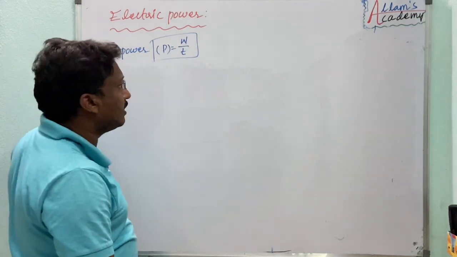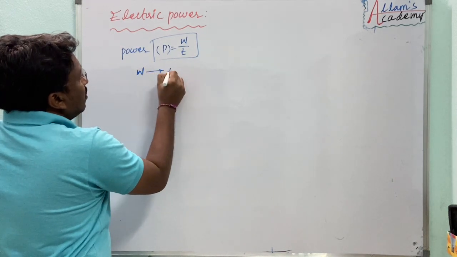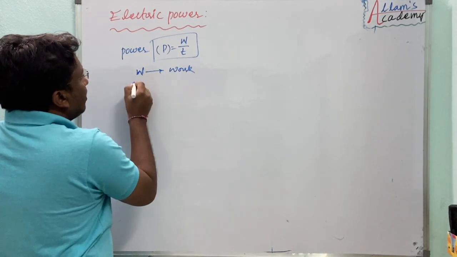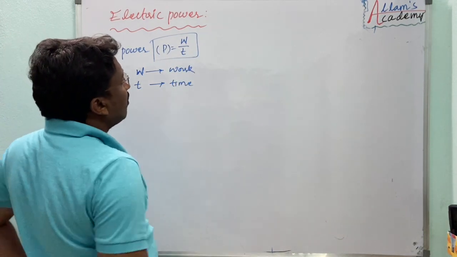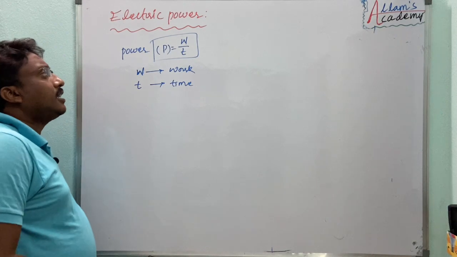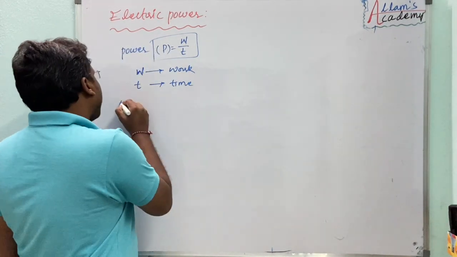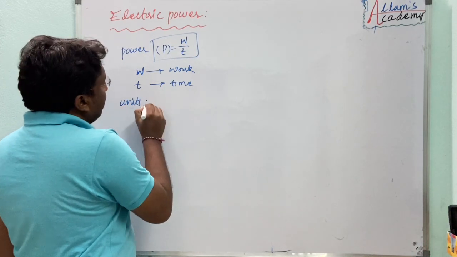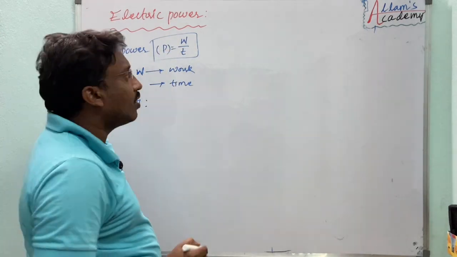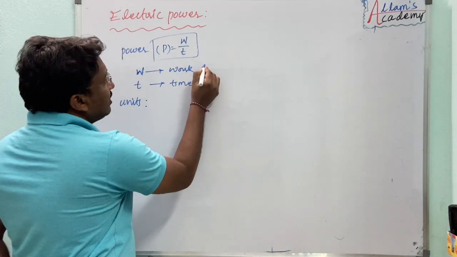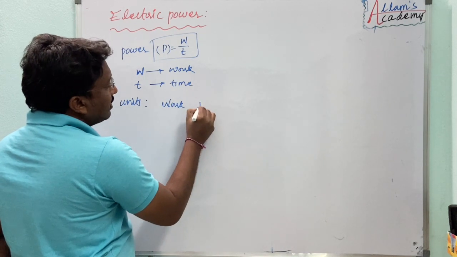P equal to W by T. Here W stands for work, T stands for time. So P equal to W by T means the rate of doing work. Units of power: the work unit is joules.